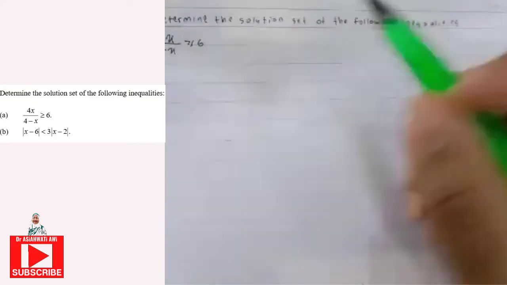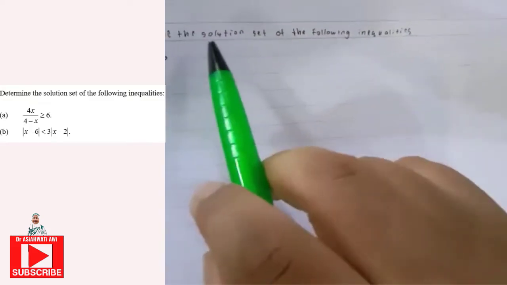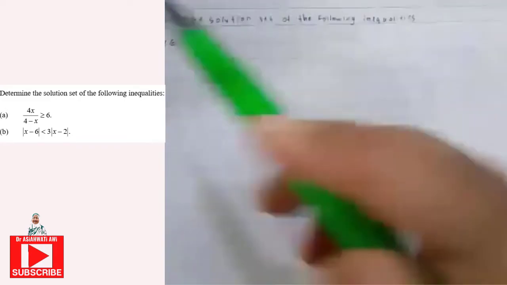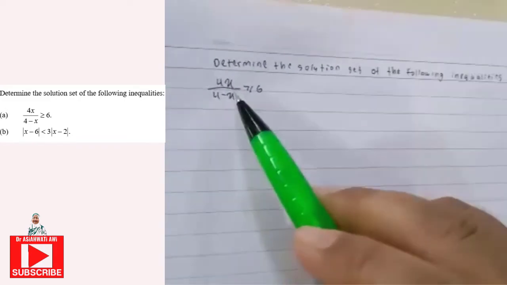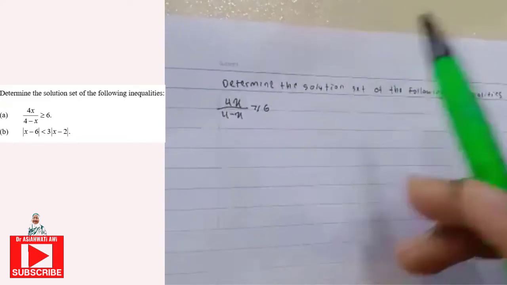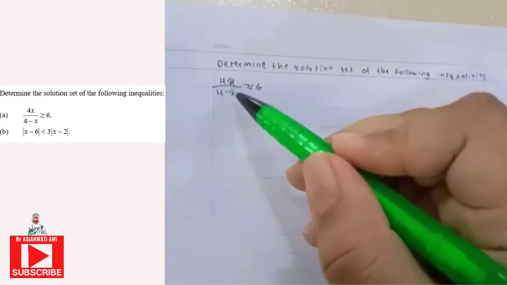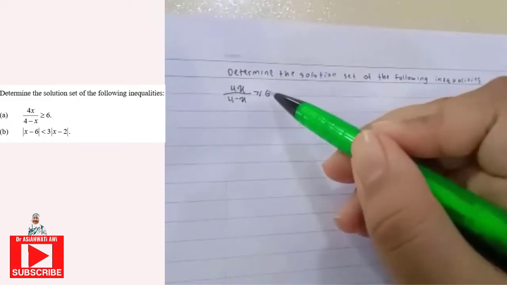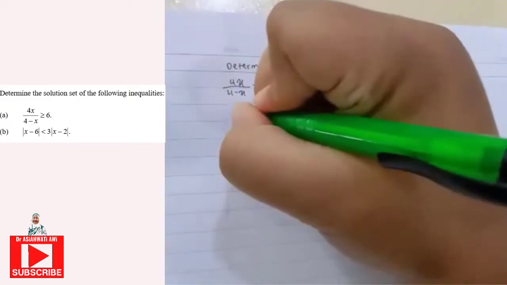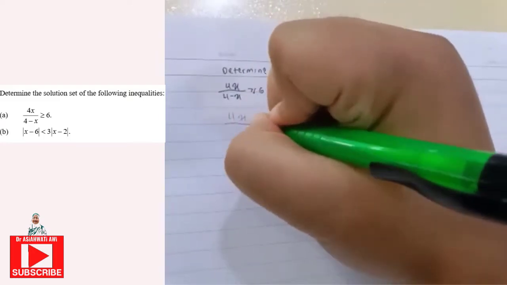Okay, so the question given: determine the solution set of the following inequalities. The question given is 4x over 4 minus x is more than or equal to 6. Since we can bring 4 minus x to the right side, we bring the 6 to the left side. So it will become like this.